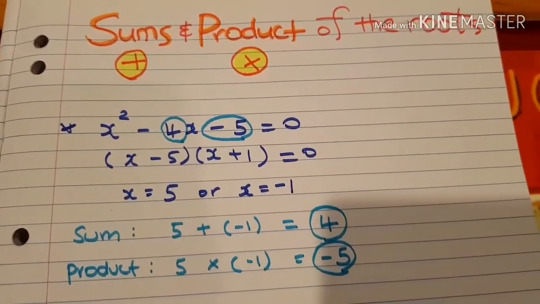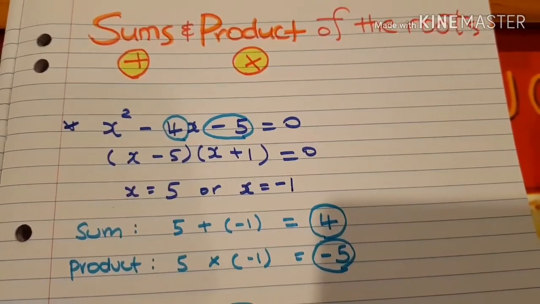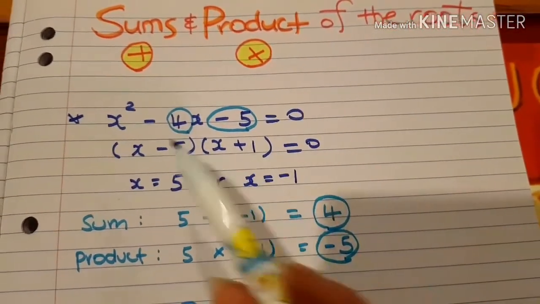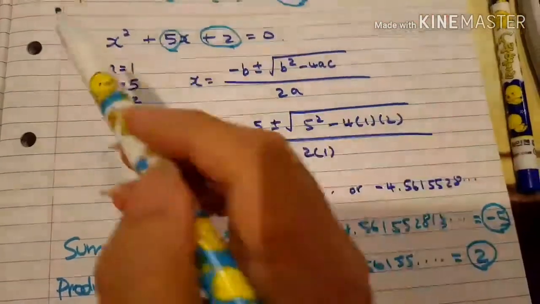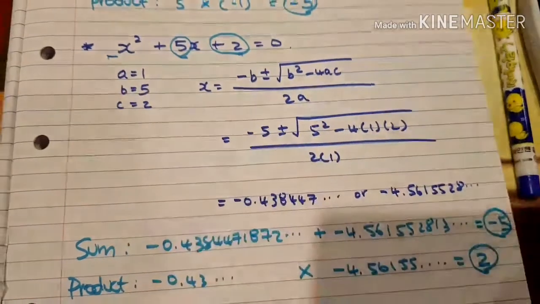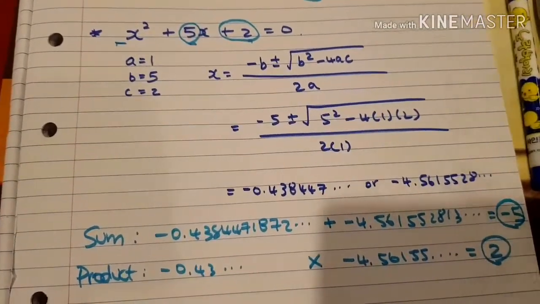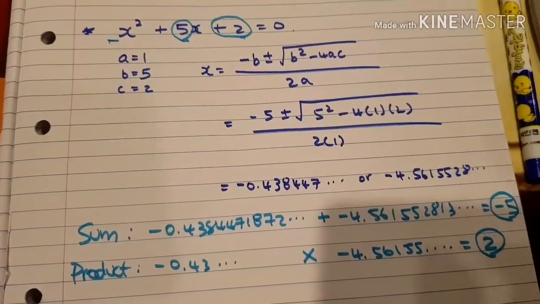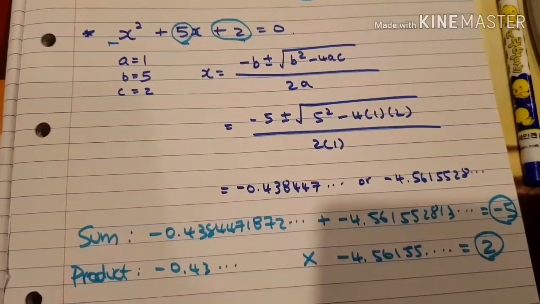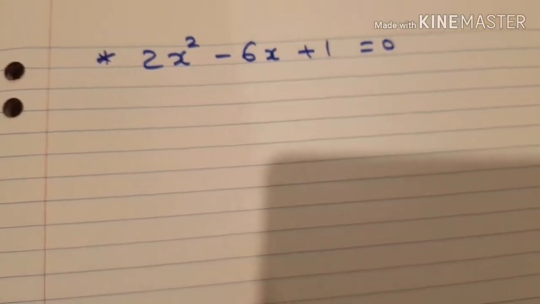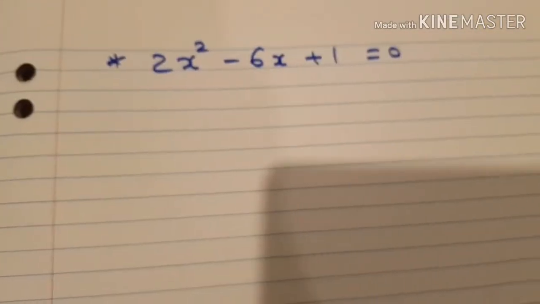But what's the same in the 2 questions that we have done? Did we have any coefficient in front of x squared? Over here? No, it was all 1, right? So let's see if it's the same if I really have a coefficient in front of the x squared. Okay, let's have a go at doing this question.